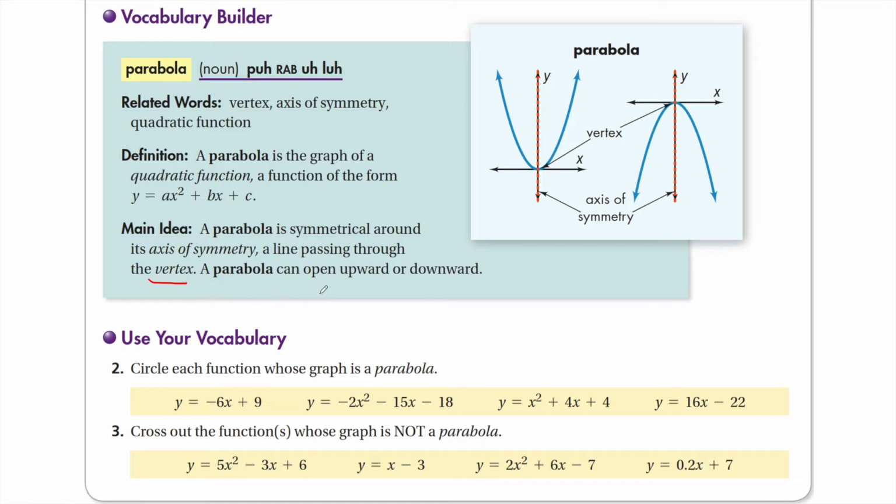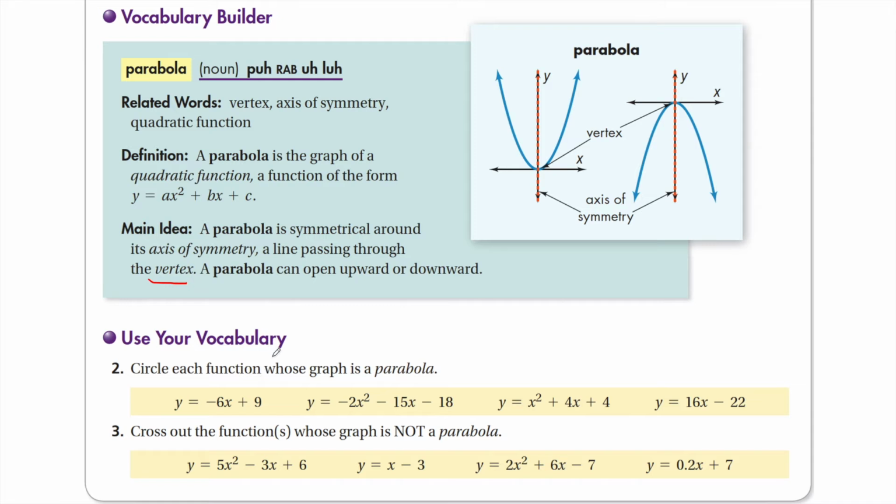A parabola can open upward or downward, as you can see in the picture right here. The very first parabola given is going to be opening upward. The second one's opening downward. Circle each function whose graph is a parabola.